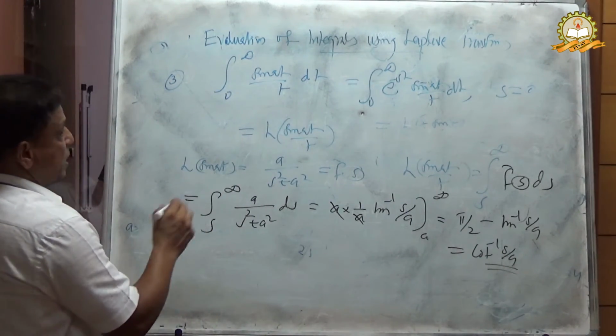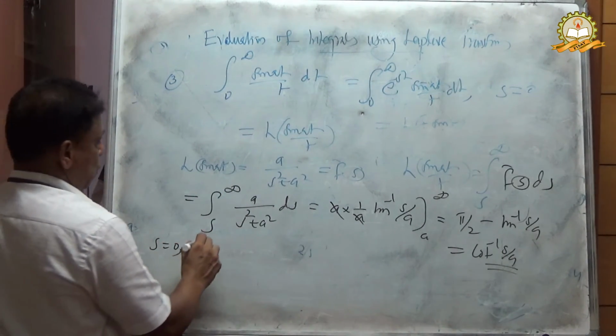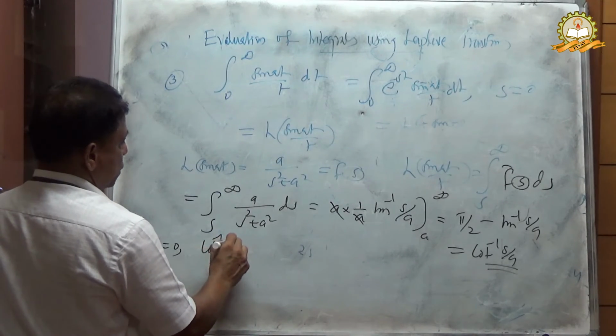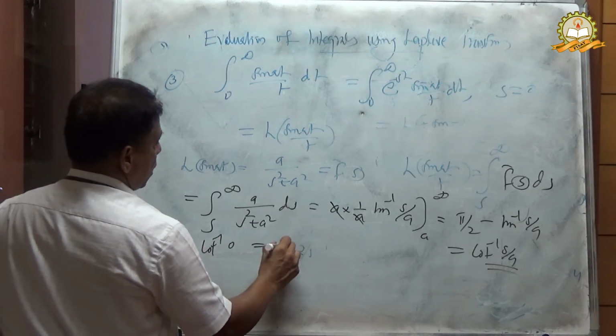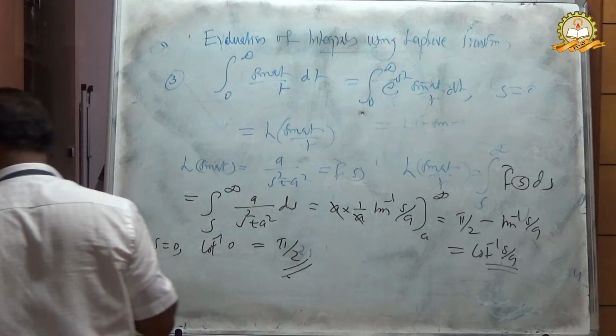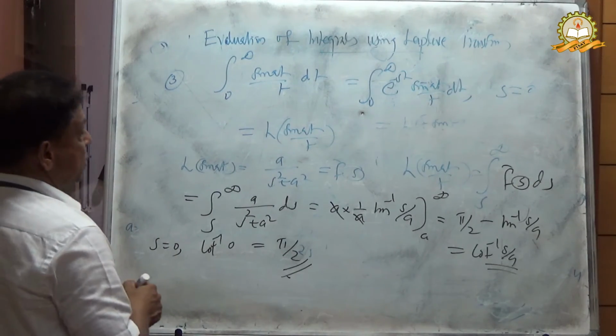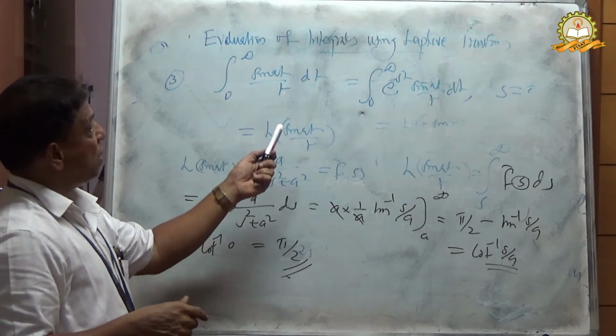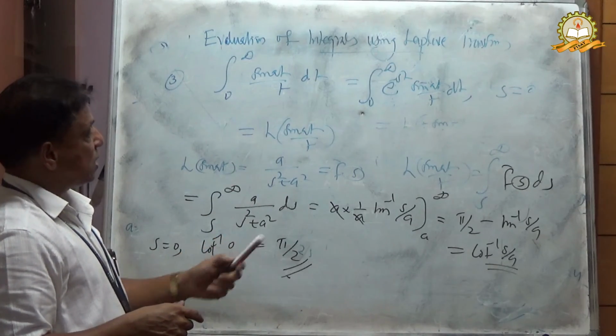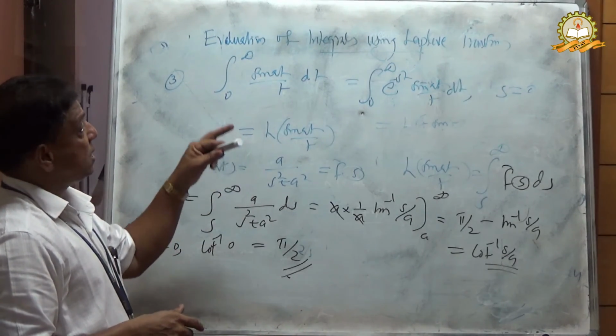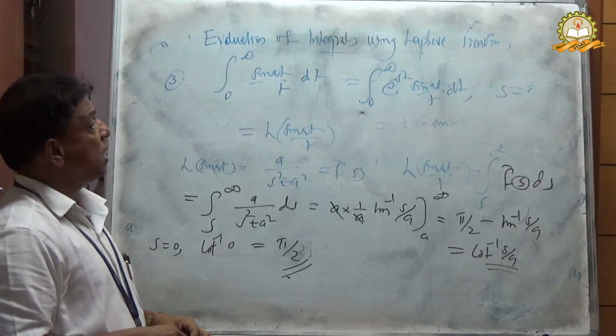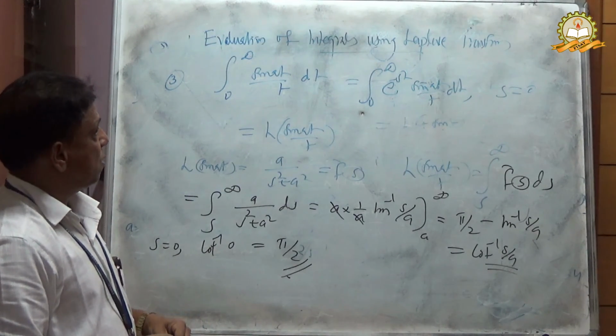Then when we put s equal to 0, cot inverse 0 is equal to pi by 2. Therefore the answer will be pi by 2. Therefore we can easily evaluate the integral; the integral result will be pi by 2. This is the method, one of the applications of the Laplace transform. Okay, good. Thank you.